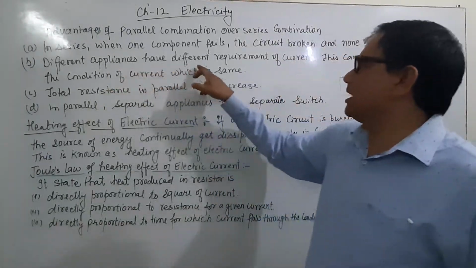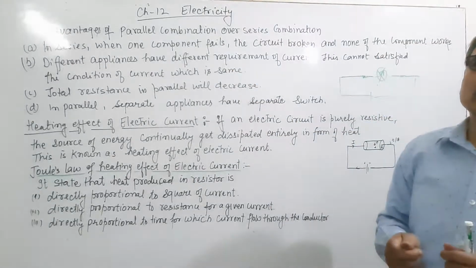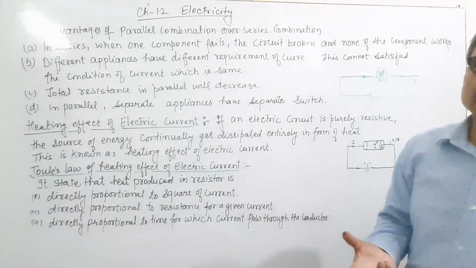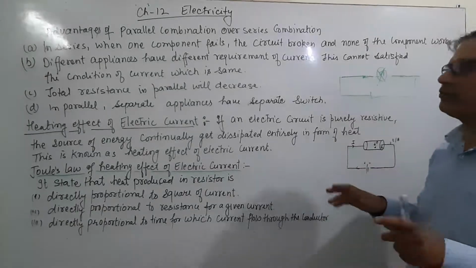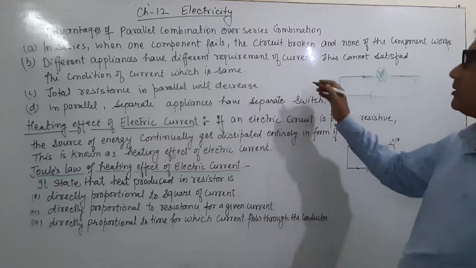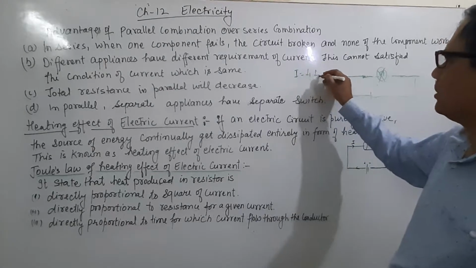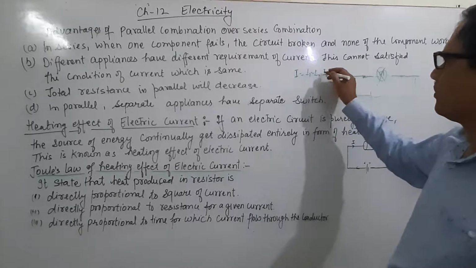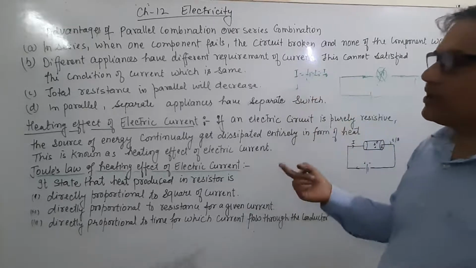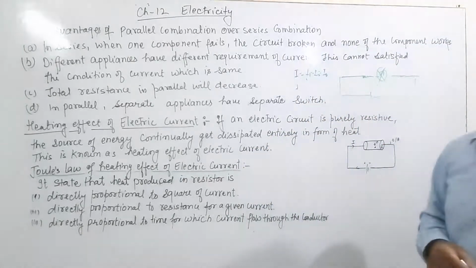Different appliances have different requirements. As we know, every requirement depends upon their capacity. Their current requirement is different. In series we know I1, I2 are all equal, but this cannot satisfy that the total current in the circuit is equal to the sum of the currents.